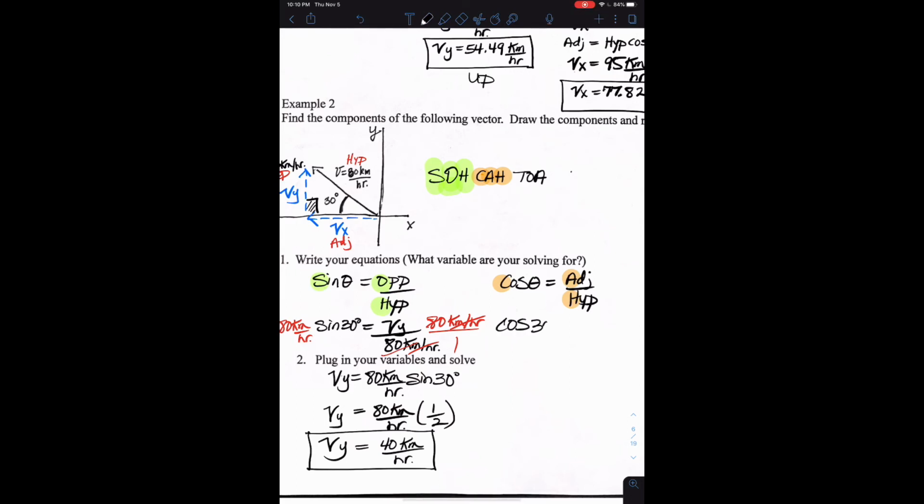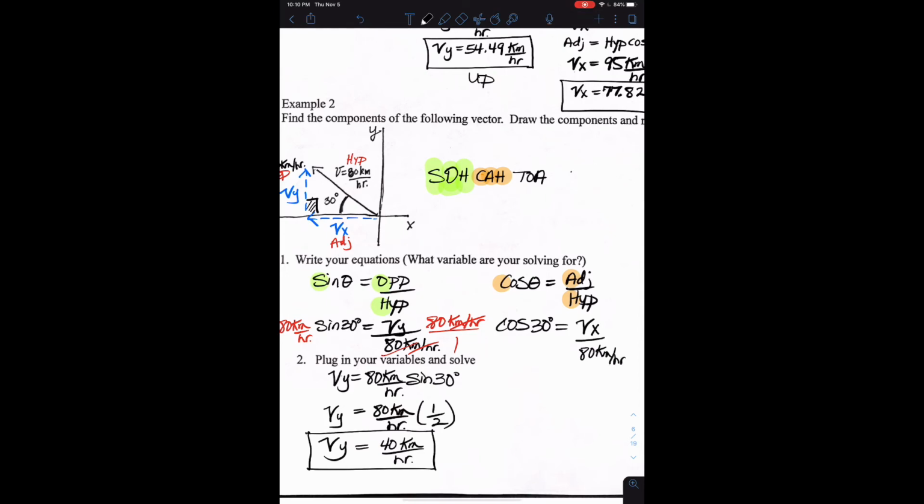Cosine of 30. Cosine of 30 is a rough one. It's actually like 0.866. I think it's also equal to square root of 3 over 2, or something along those lines. I can't remember off the top of my head, but that's a good one to memorize for math class. All right, adjacent is Vx. The hypotenuse is V, which is 80.